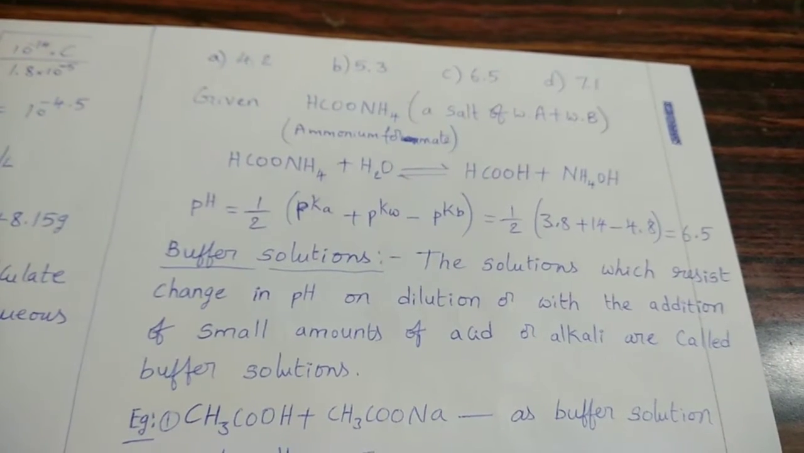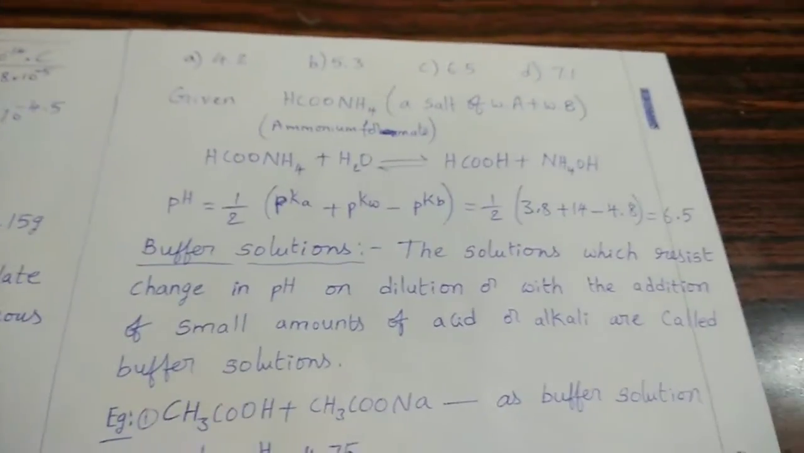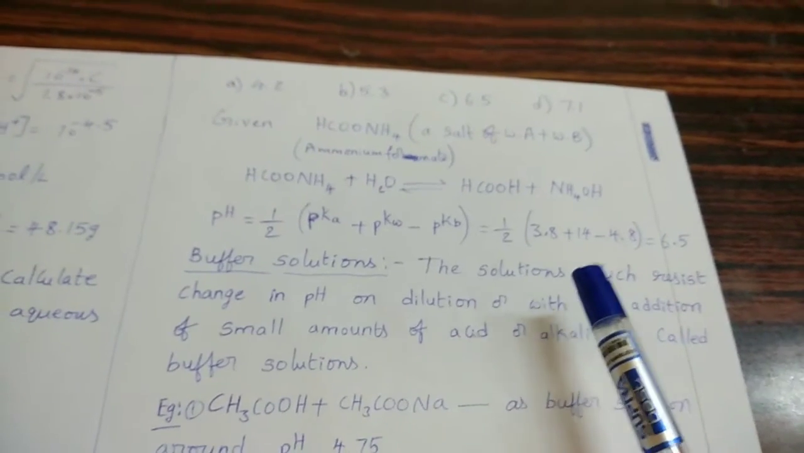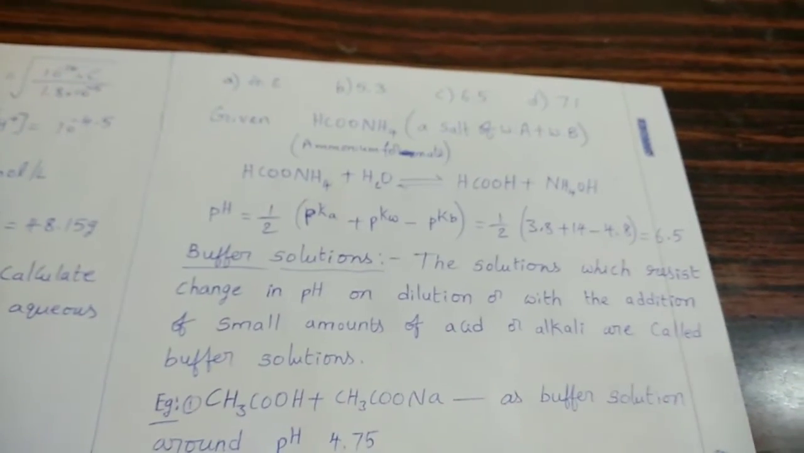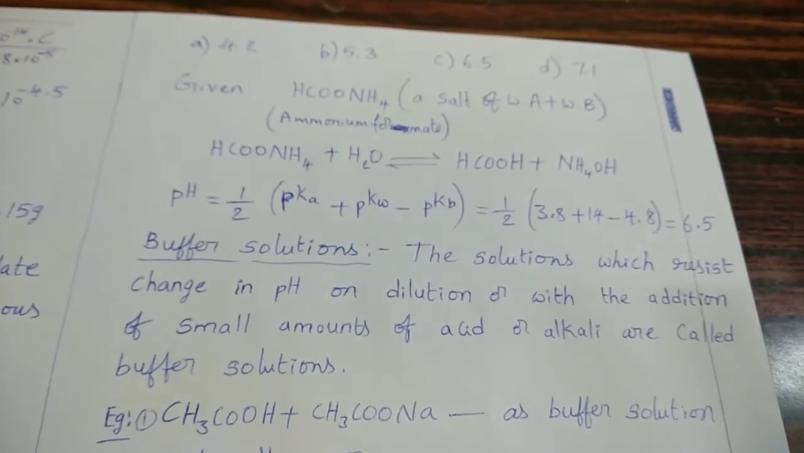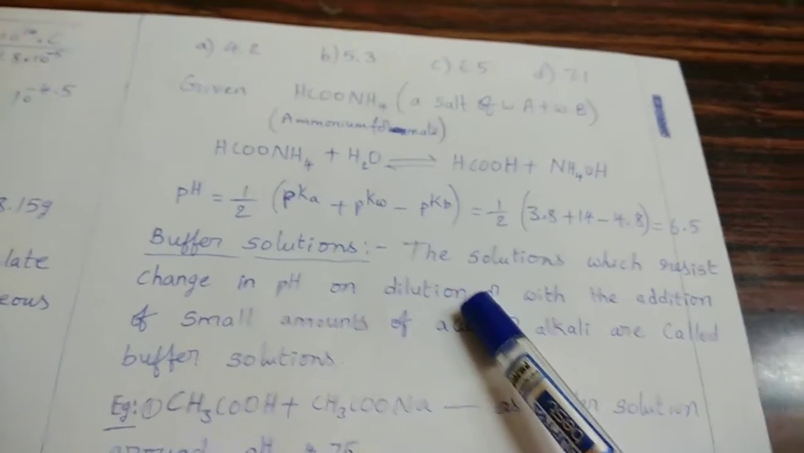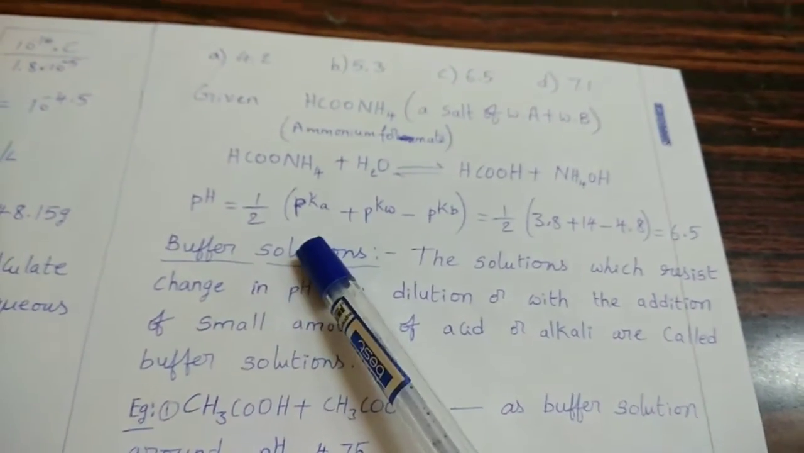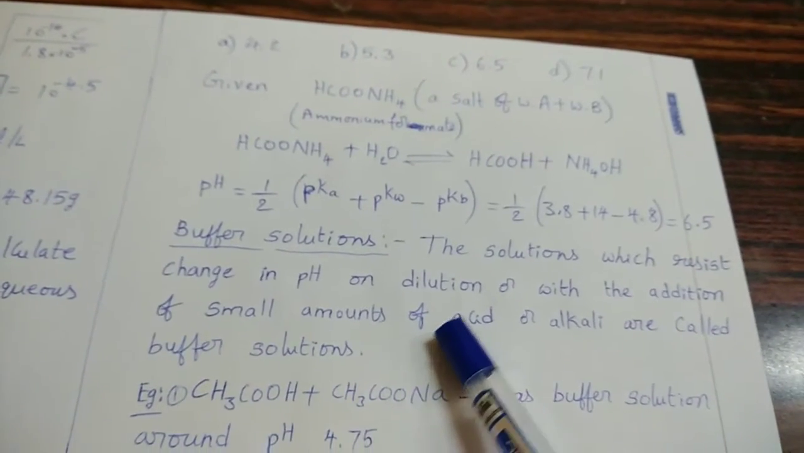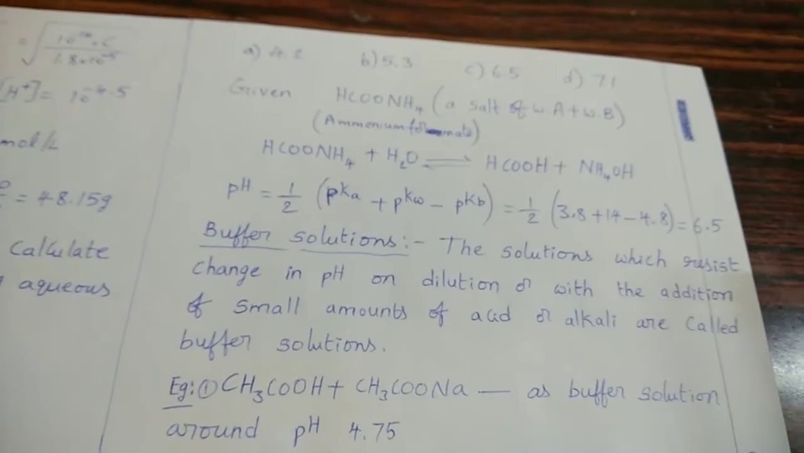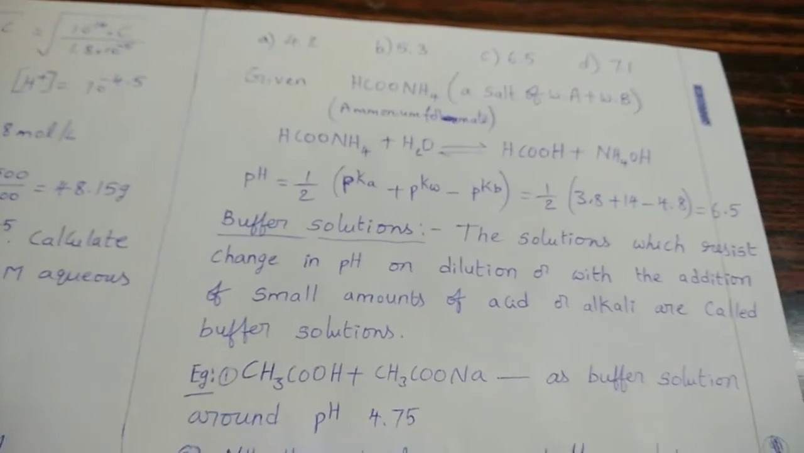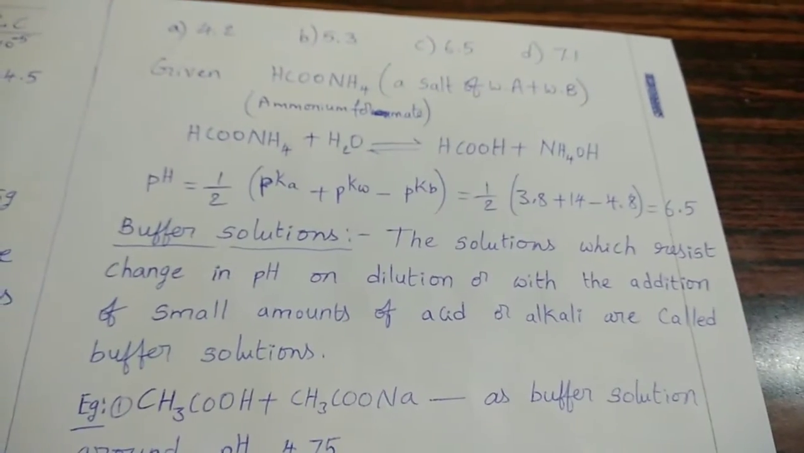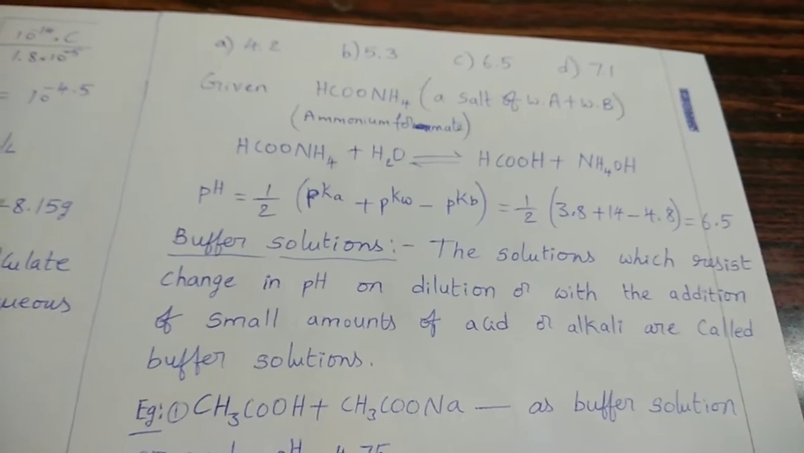So the definition of a buffer solution is the solution which resists the change in pH on dilution. Take a particular substance. That substance is diluted by adding solvent. Then pH will be changed. In that dilution case, if we want to prevent the change in pH, we can add this buffer solution. Or to a particular substance, if we add acid, then the pH value will be changed. What happens? If we add acid, more H plus ions are available, then pH is decreased. So in order to maintain the same pH value, we can use this buffer.